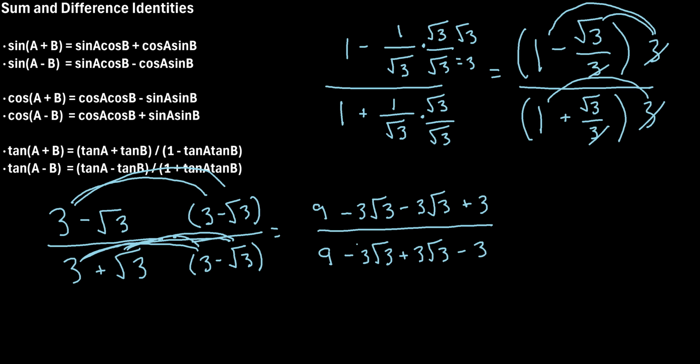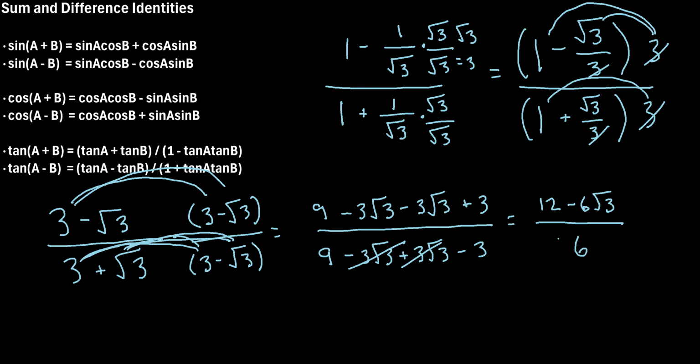So we can see that this negative 3 root 3 and positive 3 root 3 will cancel out. And that's the nice thing about multiplying by the conjugate, is that always happens. So we're just left with two terms. It's 9 minus a 3. So we get, in the numerator, we have 9 plus 3, that's 12. And then we have a negative 3 root 3, negative 3 root 3, so that's negative 6 root 3. And in the denominator, all we're left with is 9 minus 3, that's 6.